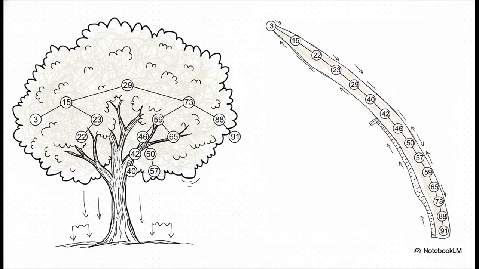But on the right, yikes. It's got the same numbers, but because of the order they were put in, it's turned into this long, pathetic, spindly chain. Searching this thing is no better than just reading a list from top to bottom. It has completely lost its superpower.